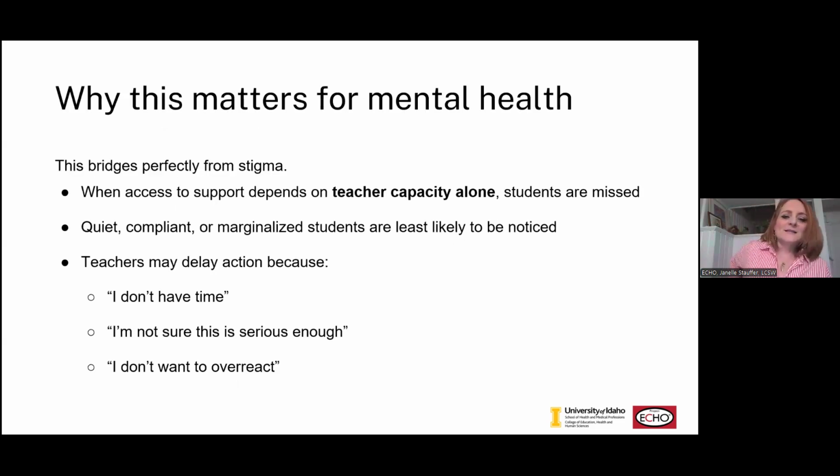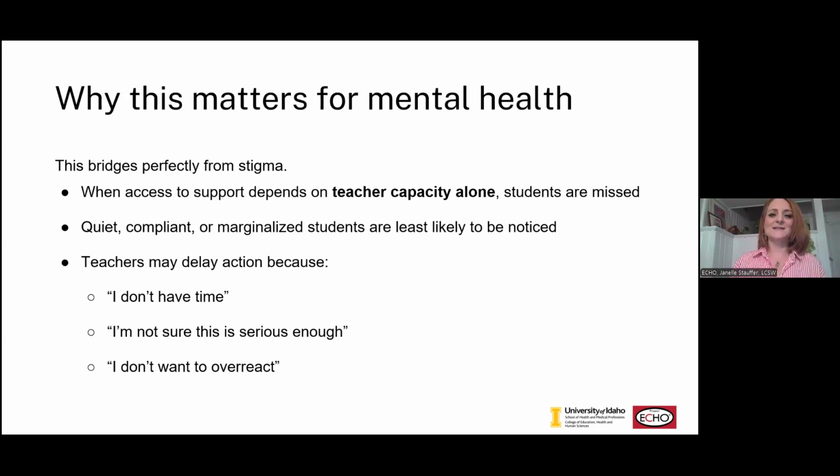When access to support depends on teachers alone, we are going to miss the students. Our quiet kids, our compliant kids, the marginalized or global majority kids are the most likely to be unnoticed. Teachers may delay action because they don't have time, which is relevant. I'm not sure this is serious enough, and I don't want to overreact. So what can systems do instead of relying on teachers?